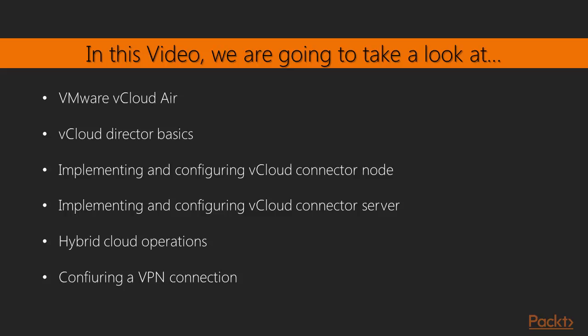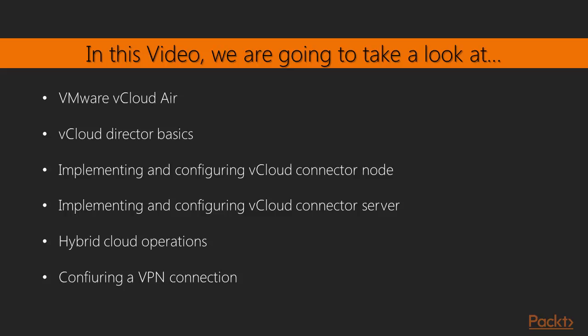We will also look at implementing and configuring the vCloud connector server and the nodes, because that's how one connects the on-premise data center to the cloud data center. Once we have that, we have created what we call a hybrid cloud, and we will perform a few operations.